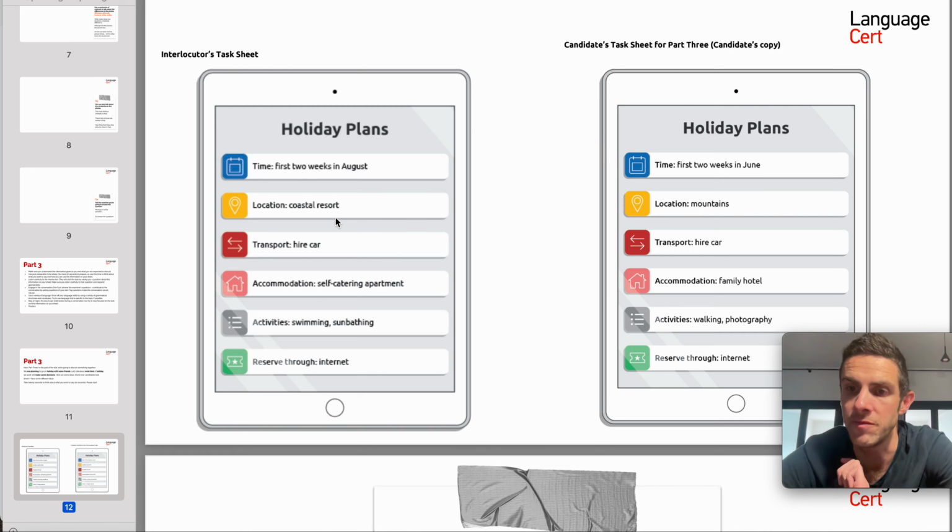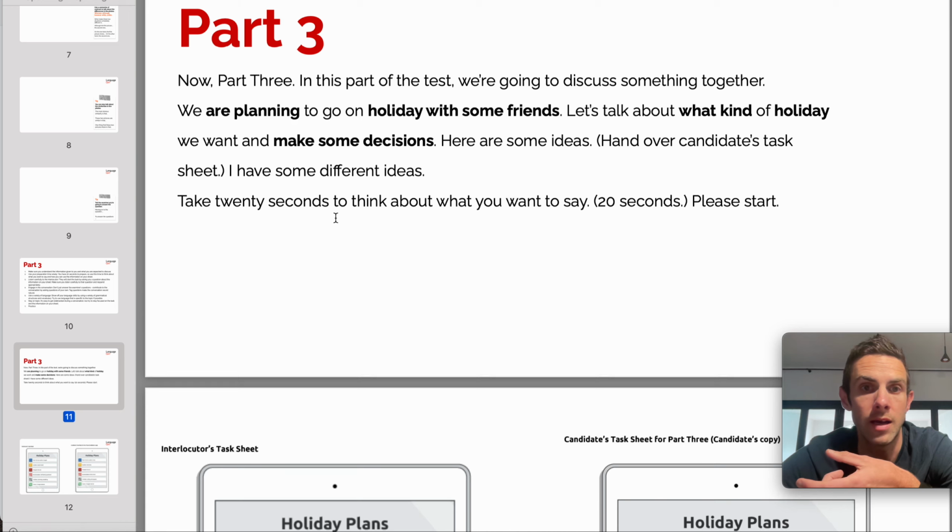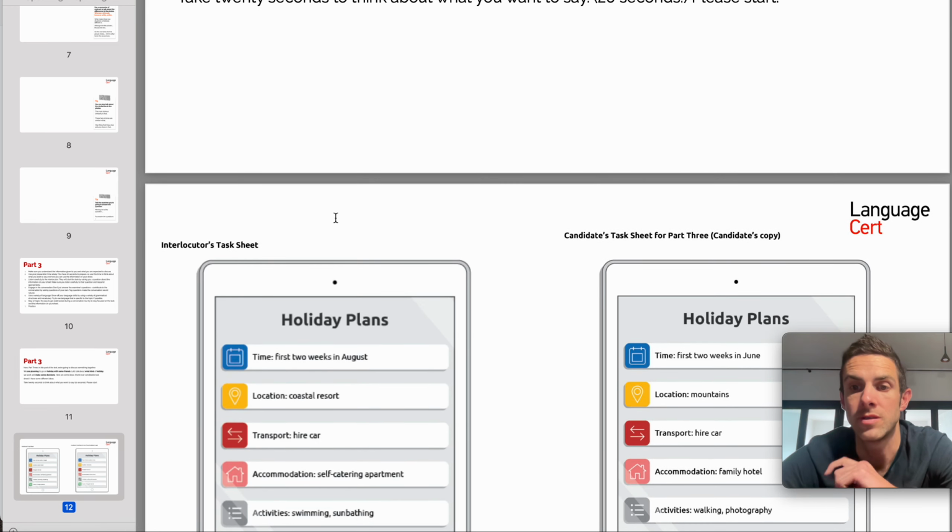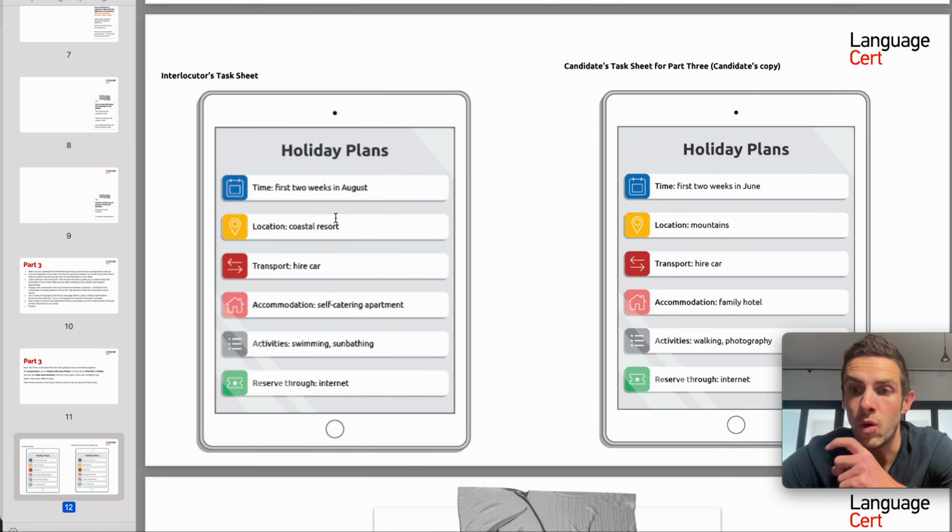Okay, so there's some things that are the same and there are some things that are different. Now, the examiner will then ask you to start. Now here, what I would do is rephrase the task and then get straight into it.